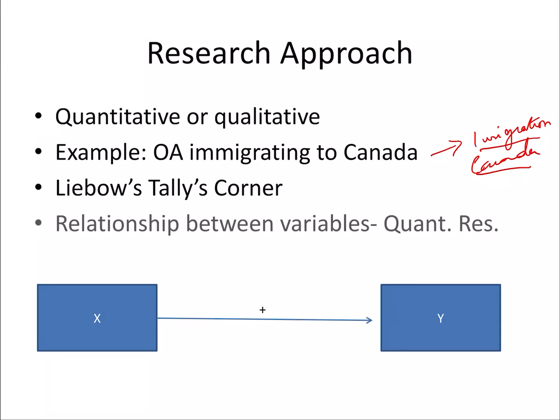The other thing you have to remember is anytime we talk about a relationship between variables, we're typically talking about quantitative research. If we're suggesting there's an independent variable X and it's related to the dependent variable Y in some way, shape, or form, we draw an arrow between the two as we visualize the concepts, and we suggest a positive or a negative relationship.